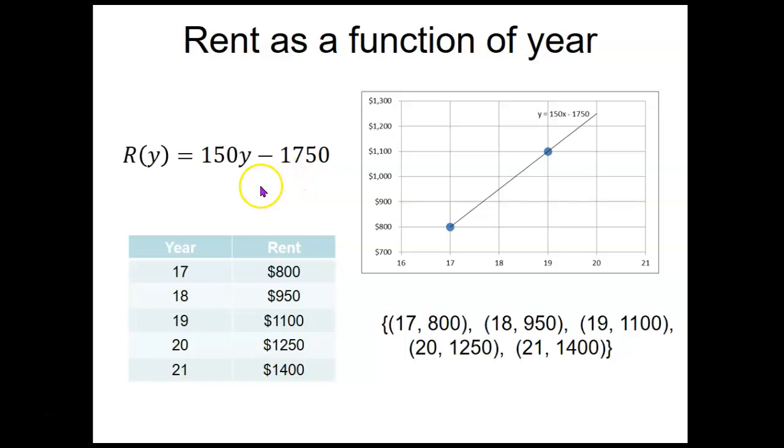You can also formulate that as an equation or a formula where you have a variable standing for the year, and then the formula tells you what calculation to do with that year number to get the rent for that year. So with this particular set of numbers, if we take 150 times the year, 17 or 18 or whatever, and subtract 1750, we get the number that goes with it for the rent. And we can show it as a graph where the points on the graph have coordinates that correspond to those pairs of numbers.